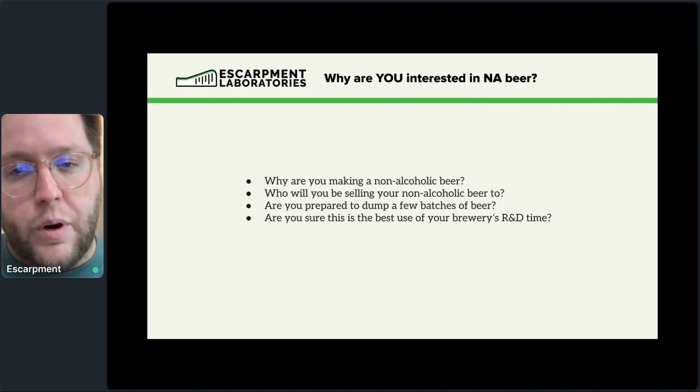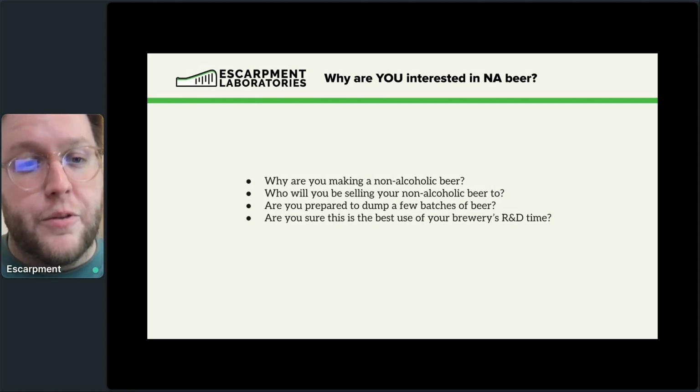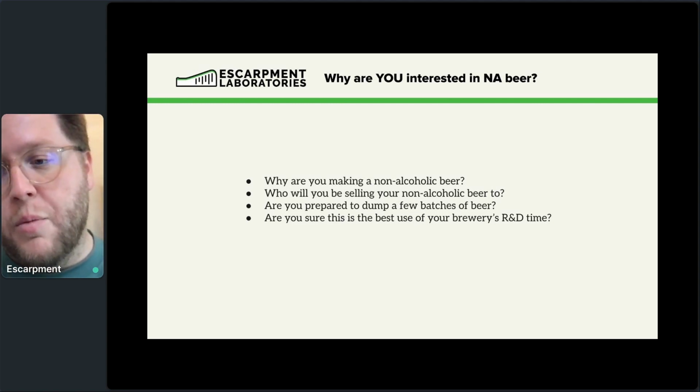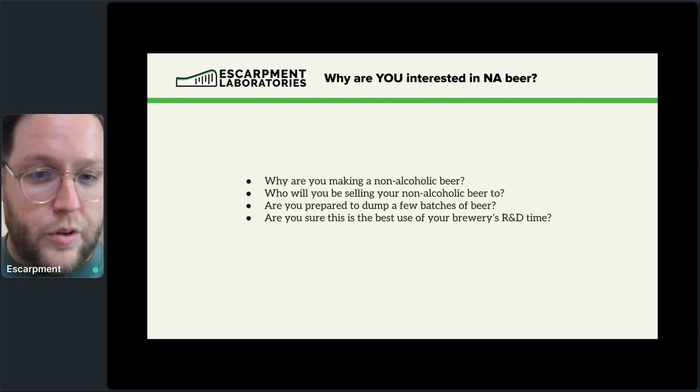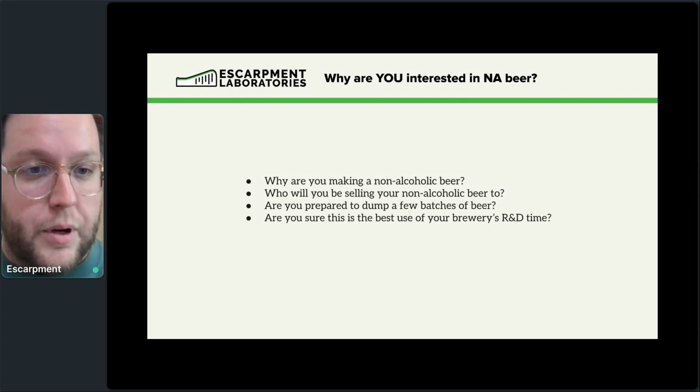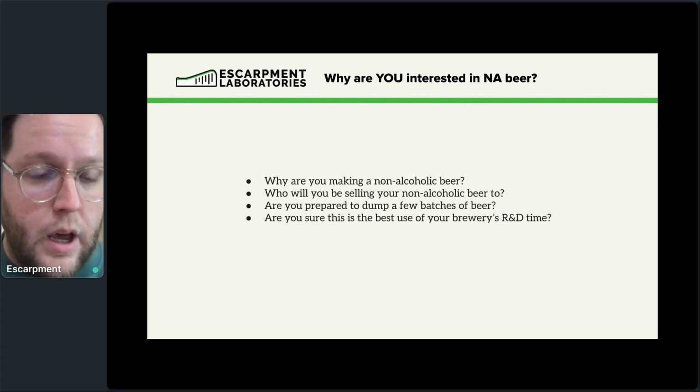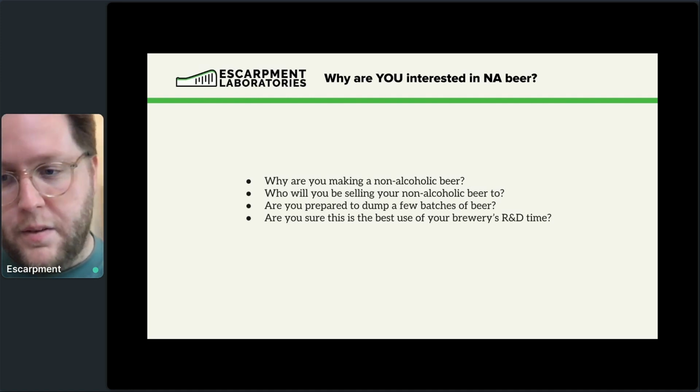So just really consider what is the best use of the R&D time available to your brewery, because that time is precious, right? You want to make sure that it has the most value possible. And for some breweries, that's going to mean developing non-alcoholic beer processes and brands. And for some, that might not make sense.